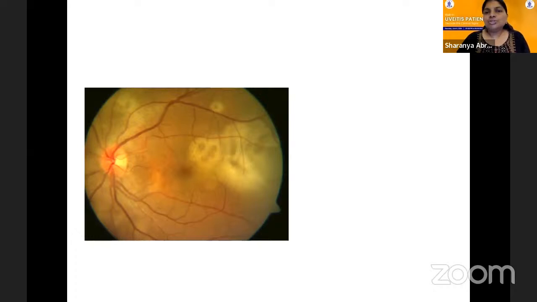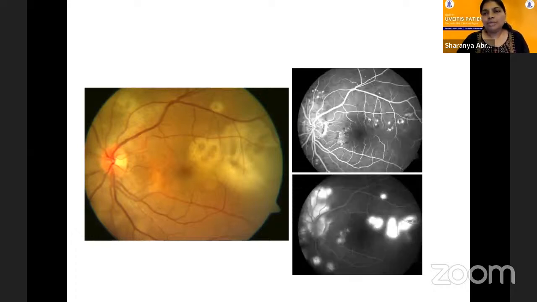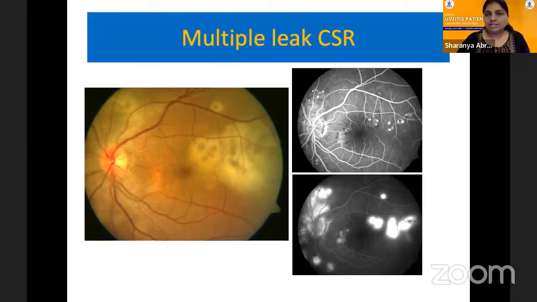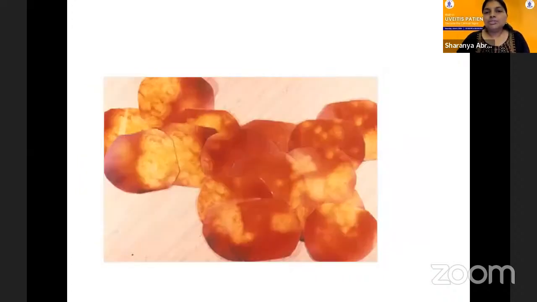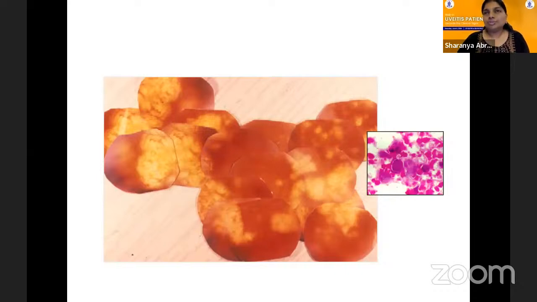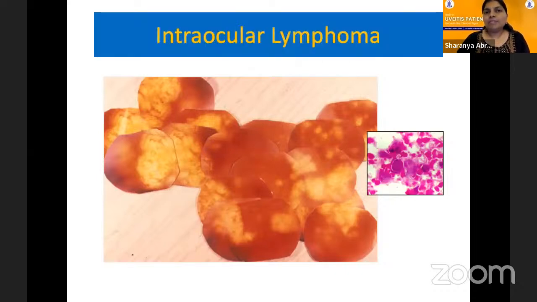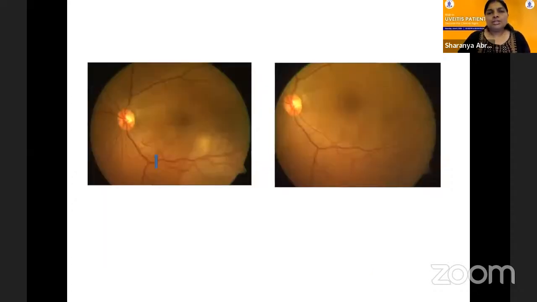So we have this patient, if we do one investigation for him and we do an FFA, we find that he does in fact have multiple leak CSR. So we will not put him on any kind of steroid. This patient with a lot of scarring in the periphery is not a multifocal choroiditis, and intraocular sampling shows that he does in fact have intraocular lymphoma. This patient here has a little bit of a disc hyperemia, has some ILM folds and a lesion which is inferotemporal to the fovea. Again, in this patient, he resolved completely with steroid.